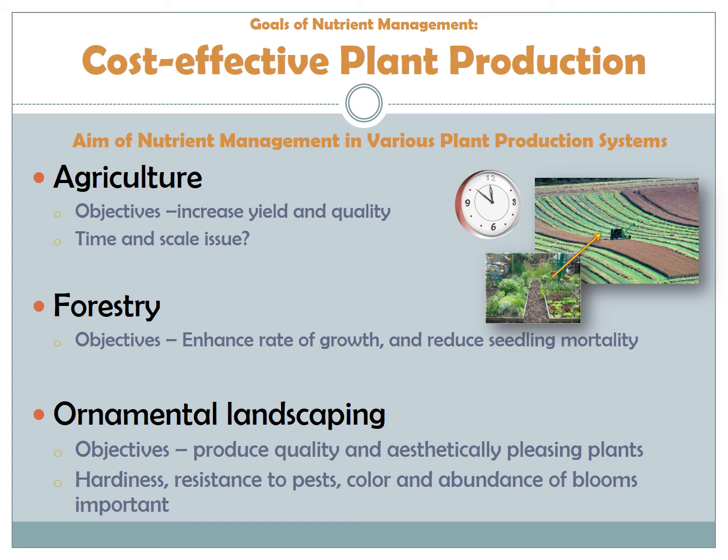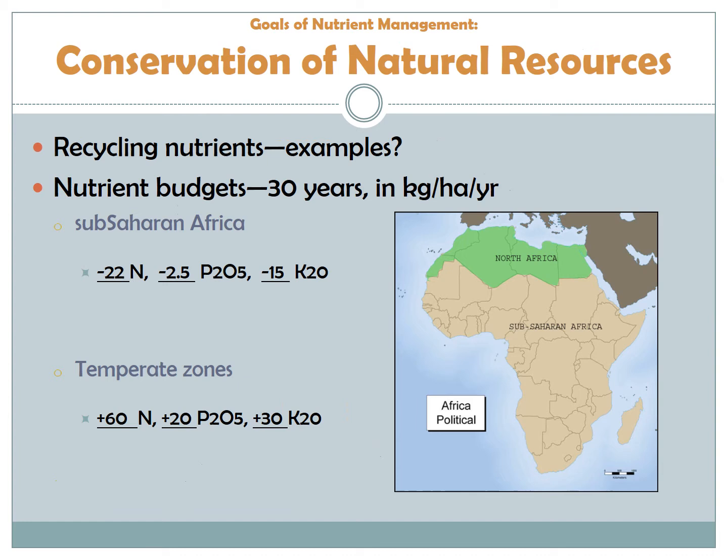So again, when we're thinking of creating our nutrient management budget, our goals of our overall plan, it's going to, of course, depend on the aim of the system. Are you growing food for people to consume? Or are you growing trees for a forestry type perspective? Or are you trying to get pretty plants for people's yards? It's going to change your overall nutrient management.